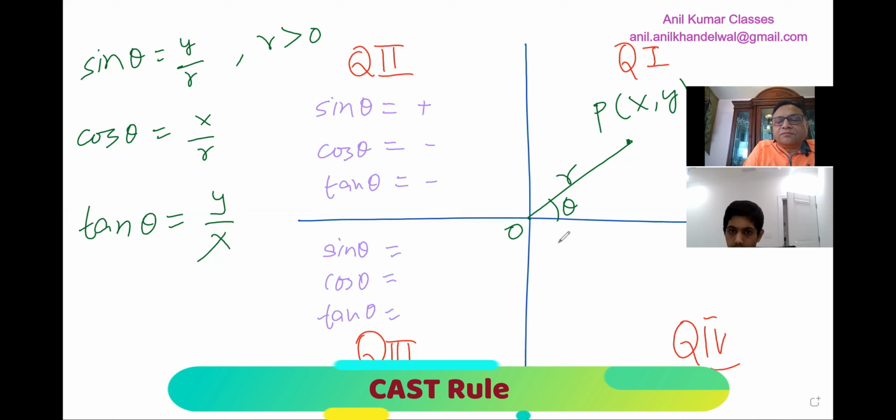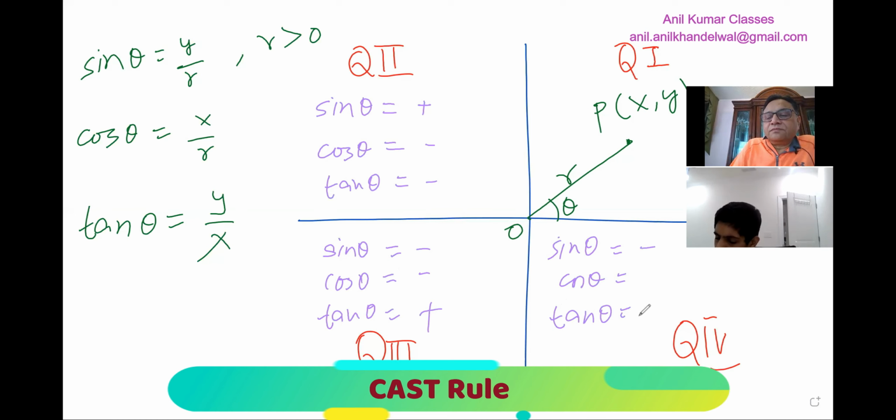Okay. Tell me. In quadrant 3, sine theta is negative, cos theta is negative, and tan theta is positive. Now if I go to quadrant 4, what becomes positive? So sine theta becomes negative, cos theta becomes positive, and tan theta becomes negative.